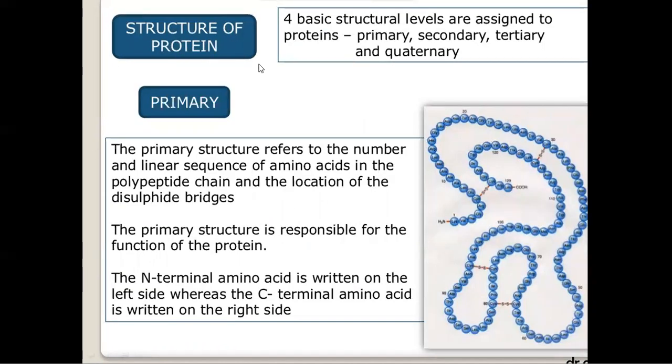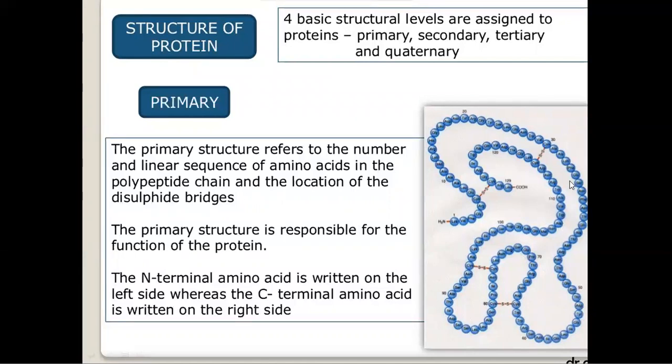And the next one is structure of proteins. Here the proteins have four basic structures: primary, secondary, tertiary, and quaternary. The primary structure has a linear sequence of amino acids. So this is a linear sequence, and it is useful for the formation of the backbone of proteins.